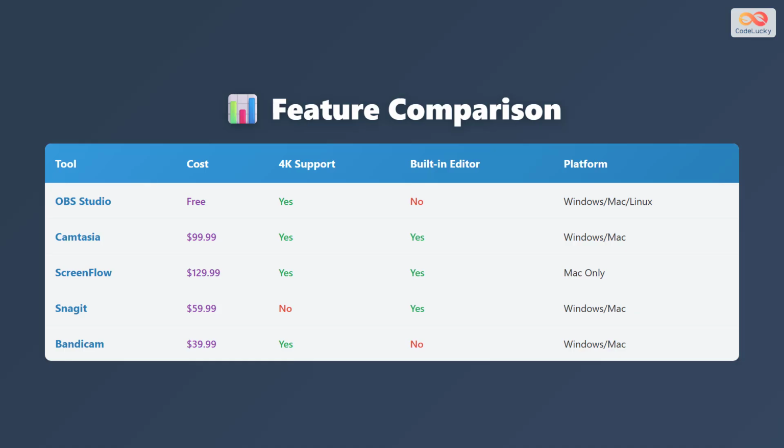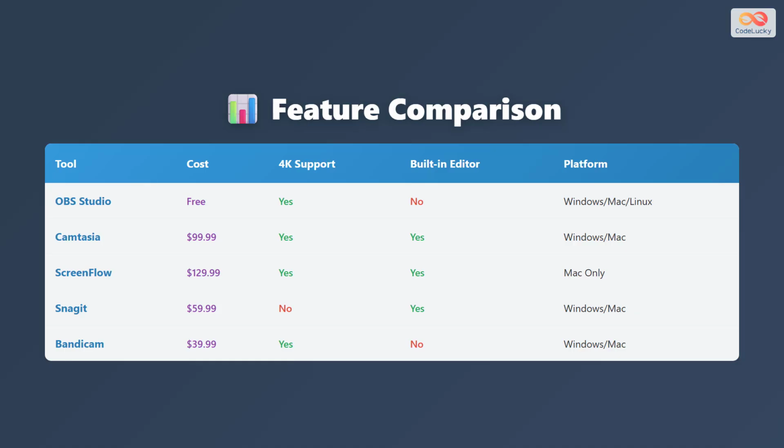Here's a quick comparison of all 5 tools. OBS Studio is free and supports 4K, but has no built-in editor and works on Windows, Mac, and Linux. Camtasia costs $99.99, supports 4K, has a built-in editor, and works on Windows and Mac.